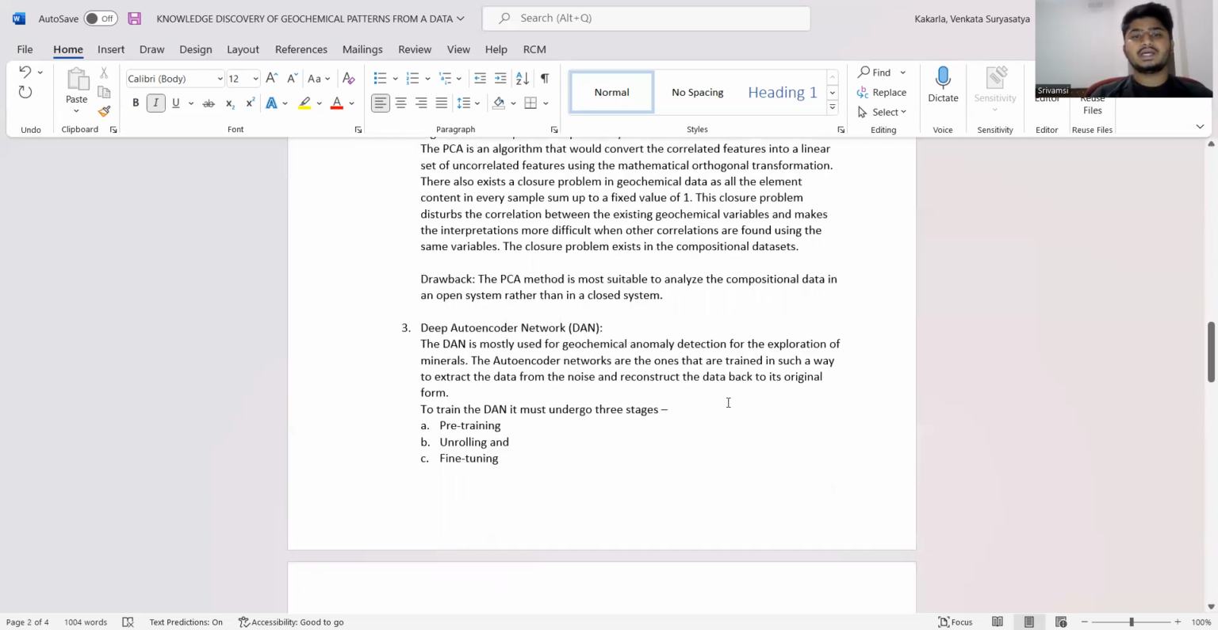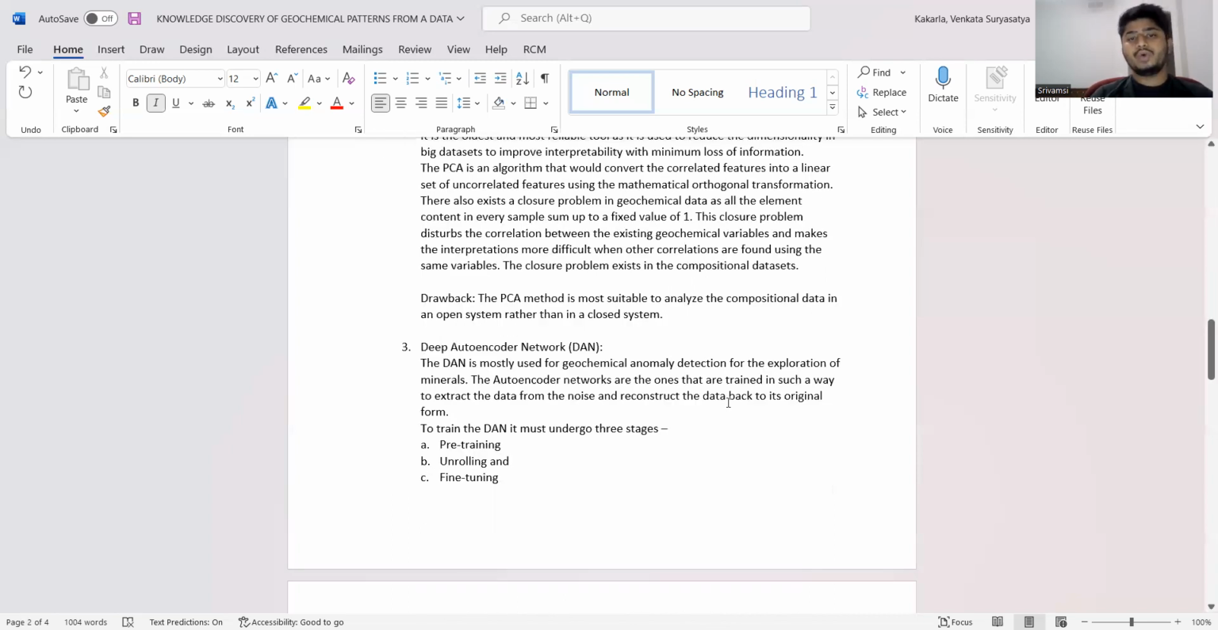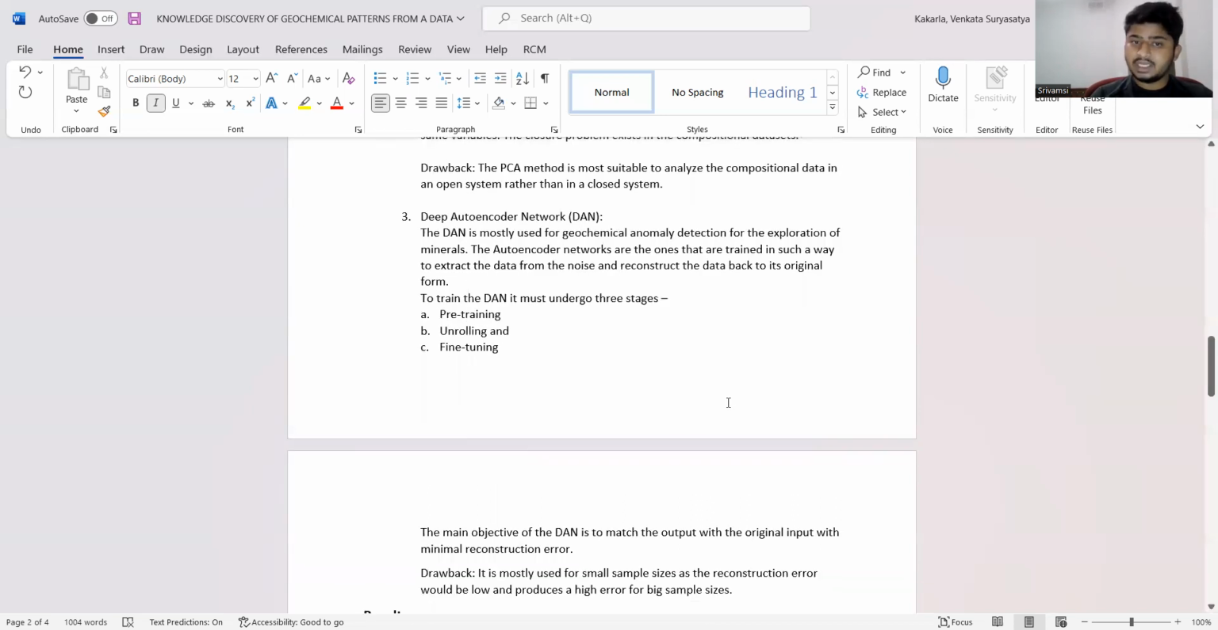And coming to the third data-driven method, it is the deep autoencoder network, which we call DAN, and DAN is mostly used for geochemical anomaly detection for the exploration of minerals. Autoencoder networks are trained in such a way as to extract the data from the noise and reconstruct the data back to its original form. To train the DAN, it must undergo three stages: pre-training, unrolling, and fine-tuning. These are the three stages.